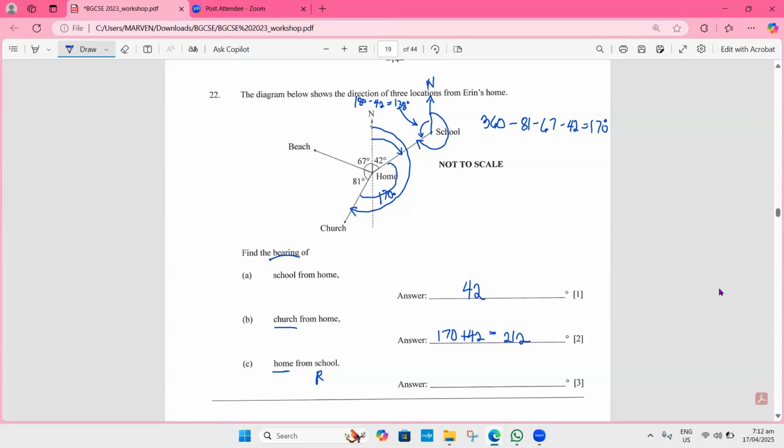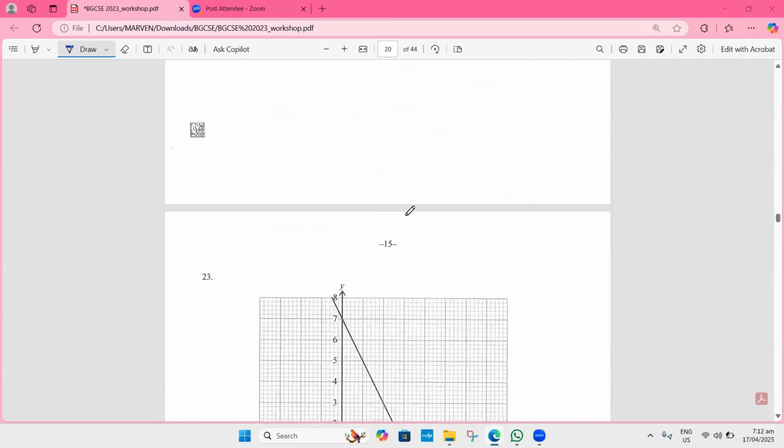And then to get the bearing of home from school, again, the whole circle or one revolution is 360 minus 138. So this will give us 222 degrees. So it's 222. You already have the degrees on the blank, so we don't need to put degrees. Okay, let's proceed. The next number here.